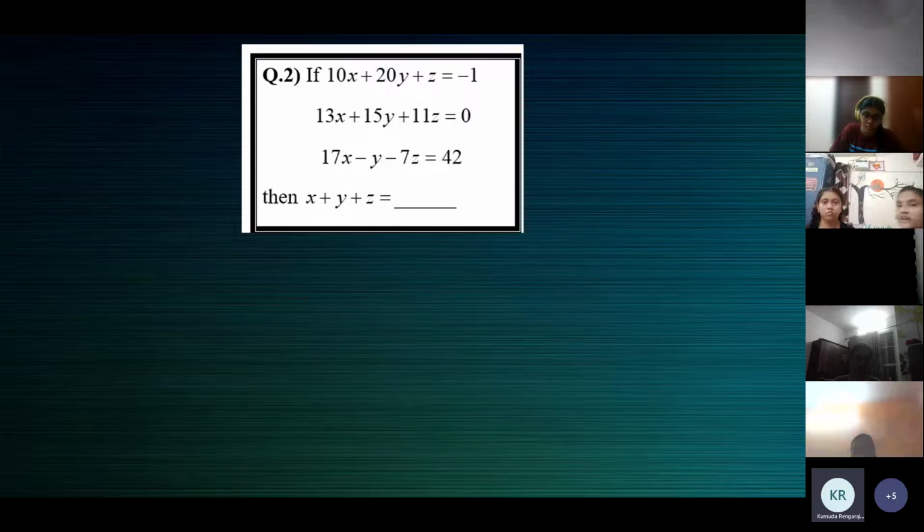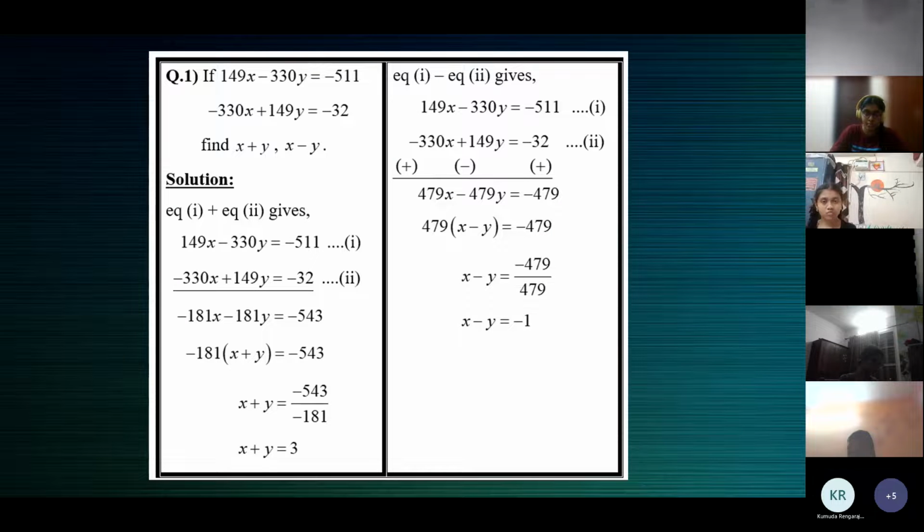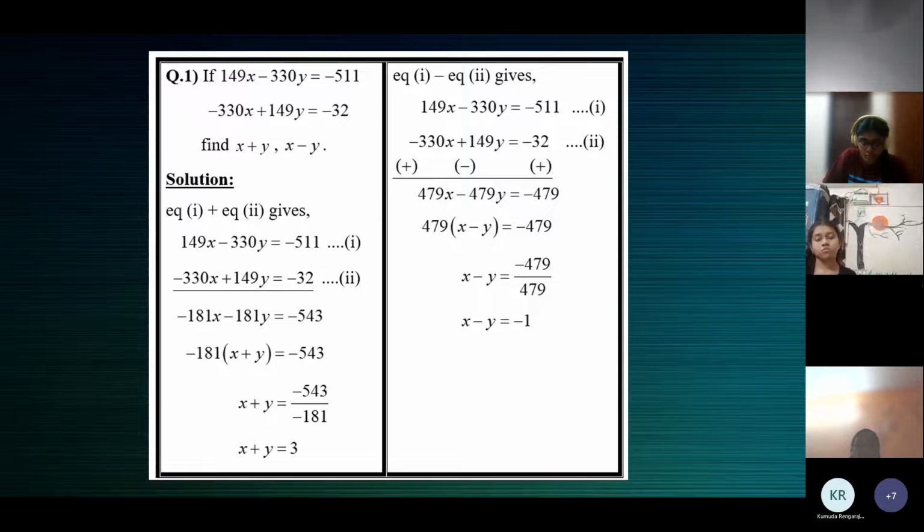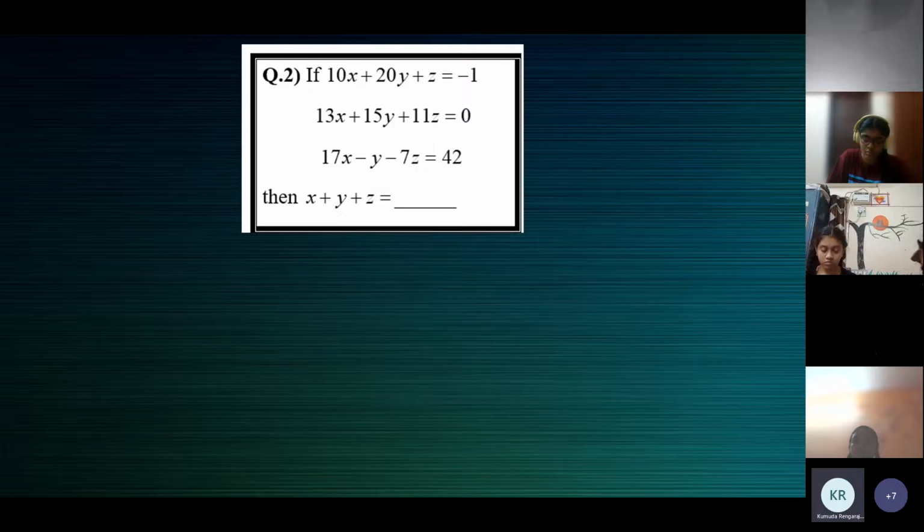This is your second question. If you have not finished, you have to take a screenshot. We have 8 questions in this paper. At least 6 we should finish. This is the second question. You don't have to find x, y, and z. If you can directly find x plus y plus z, find. Otherwise, you have to find x, find y, find z, and then find x plus y plus z.